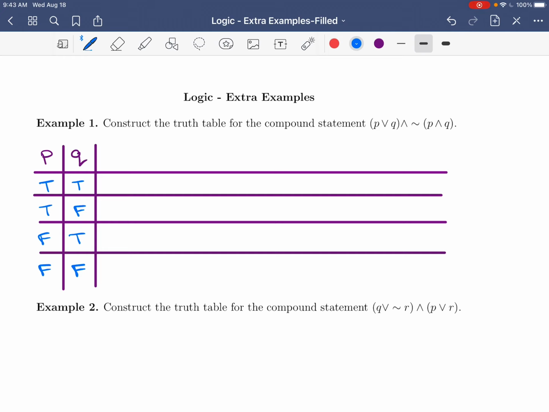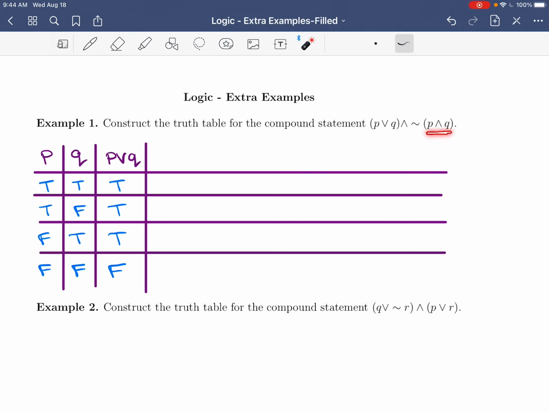And now I want to build up to this compound statement. So I'm going to do P or Q first. This is true if at least one of P or Q is true. So it's going to be true, true, true, and this is the only case where it's false because both P and Q are false. Everywhere else, there was at least one true, and that's all we need for the OR to be true.